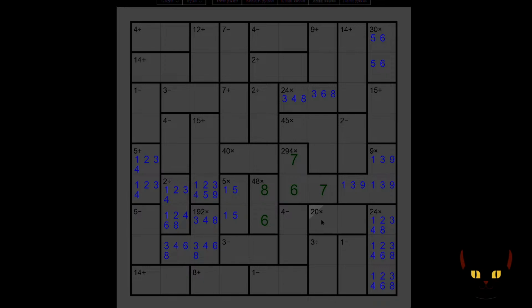Let's see. Factors of 20 are 1, 2, 3, 4, 5, not 6, not 7, 8, 4, 5. But if I use a 1, then the other one has to be 2, the other one has to be 10. That's 4 and 5. 4, 5, 4, 4, 1, and 5.